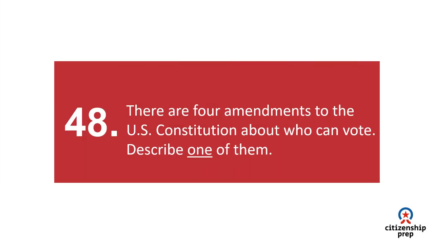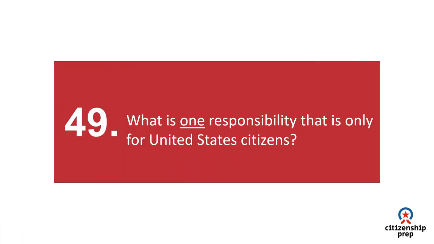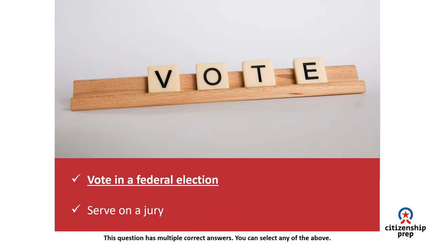There are four amendments to the U.S. Constitution about who can vote. Describe one of them. Citizens 18 and older can vote. What is one responsibility that is only for United States citizens? Vote in a federal election.